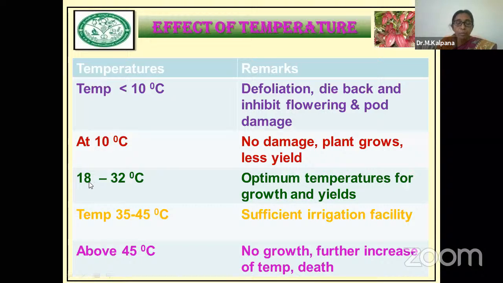So the optimum temperature is around 18 to 30 degrees for growth and yield of the cocoa. When the temperatures are 35 to 45 degrees, you have to provide sufficient irrigation to get good growth, development and good yields. When the temperatures are above 45 degrees, there is no growth, and a further increase of the temperature leads to the death of the crop, death of the plant.